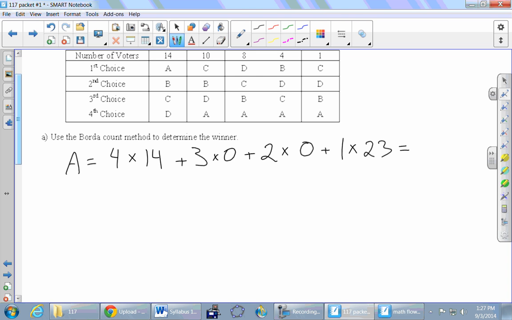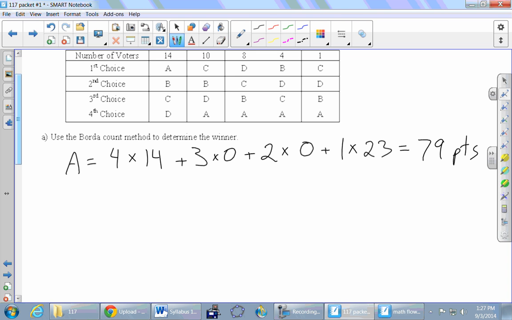Okay, and so now we do the calculation. Like I said, that's 56 plus another 23. I think that's 79. So A has 79 points. Now I can't tell if 79 points is good enough without doing what? We've got to do the rest.